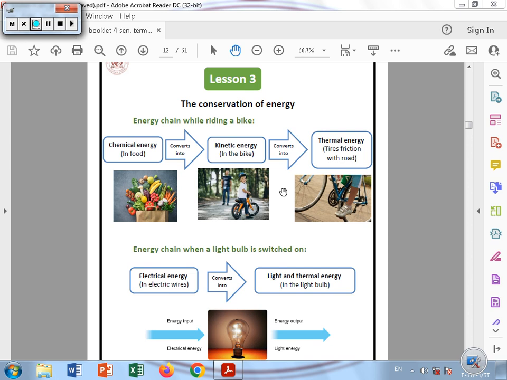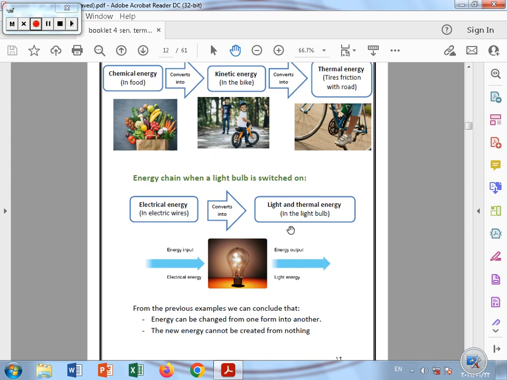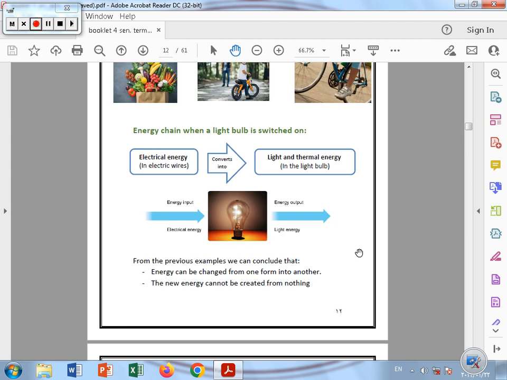If I'm talking about the energy chain when a light bulb is switched on, when I switch on this light bulb, it takes electrical energy. Very good. The energy input, or the energy that enters the lamp, is the electric energy, and the energy output of the lamp is light energy and thermal energy. So from this example we said that energy can be converted from one form to another form, right? Yes, excellent. And we said that new energy cannot be created from nothing.